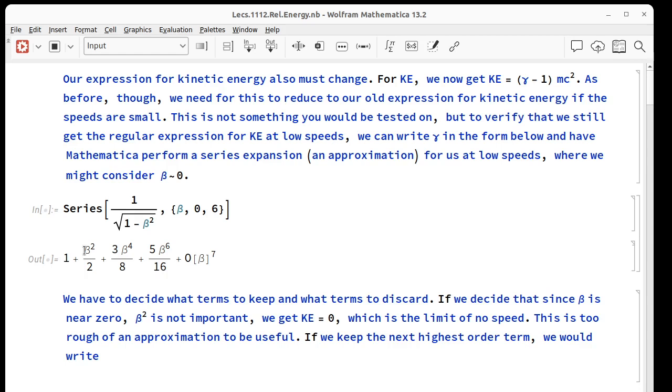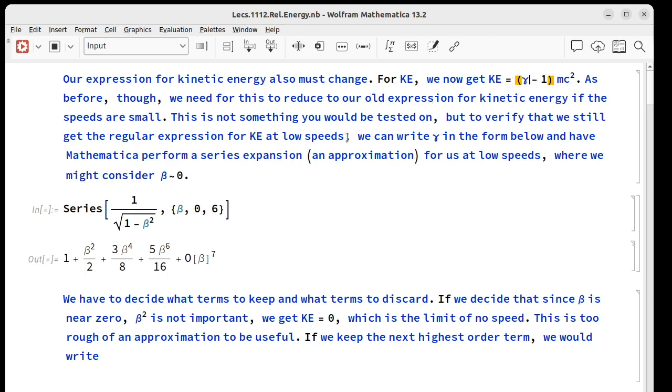Also going to change. The way we write it now, it looks kind of weird: the kinetic energy is gamma minus 1 times mc squared. We need for this to reduce to the old expression for kinetic energy at small speeds, and we can't do it directly. If gamma is 1, we would put in 1 minus 1 and we'd get 0. So we need an approximation that works at low speeds.